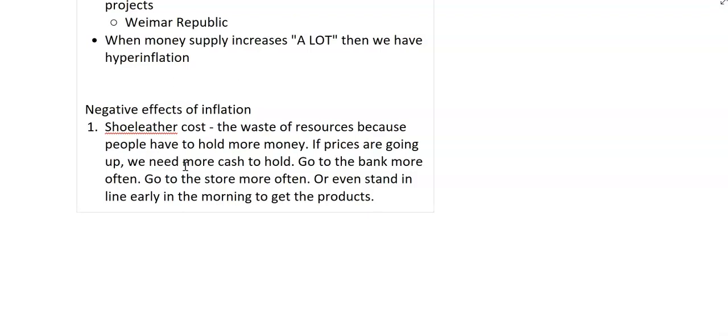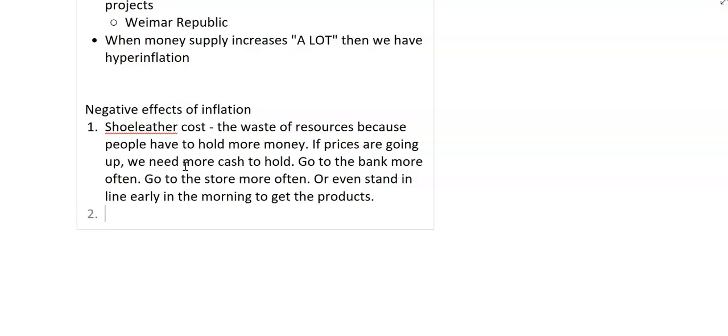So if prices are going up, we need to hold more cash. And so in order to hold more cash, we have to go to banks more often. We have to go to the stores more often. We have to spend more of our brain power and our resources to keep updated about what prices are at what stores, and where can I get a lower price, or how far do I have to go to get a better deal. So those things are what we call shoe leather costs, because we are wasting resources just to figure out where can I get a lower price.